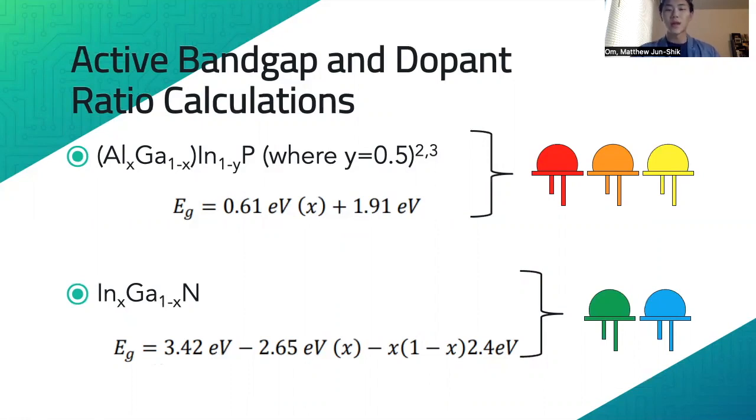For the red, orange, and yellow LEDs, the dopant used was an aluminum gallium indium phosphorus diode. And for the green and blue LEDs, it was an indium gallium nitrogen diode. Based on the formula shown from the literature, the ratios of dopants could be determined by solving for X.